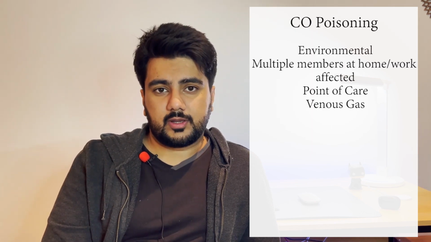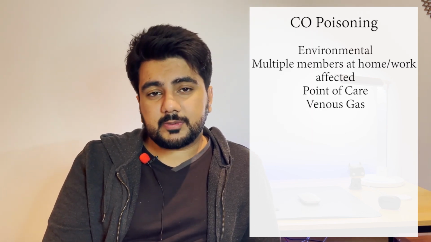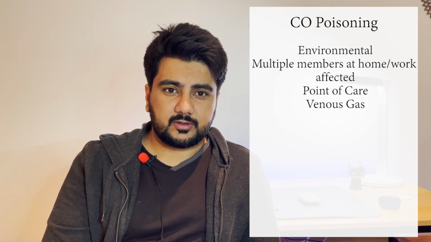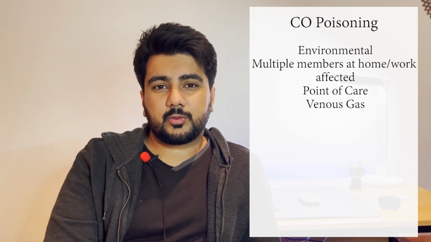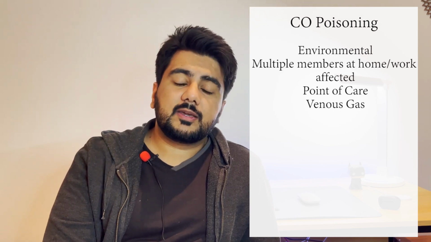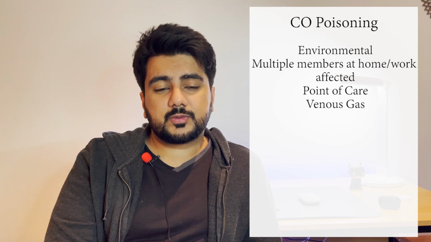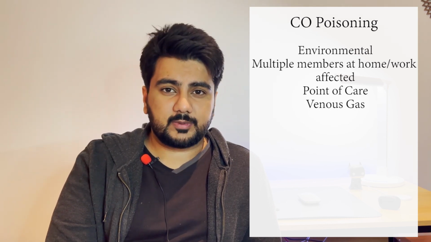There are 2 more differentials that need to be diagnosed with a sense of urgency. The first one is carbon monoxide poisoning. This is very straightforward. It is mostly environmental. Multiple members of the same household or work are going to be associated together. When the patient leaves the area where the carbon monoxide is leaking, he will have symptom resolution as well. You can get a point of care venous gas, which will tell you the carboxyhemoglobin levels of the patient.